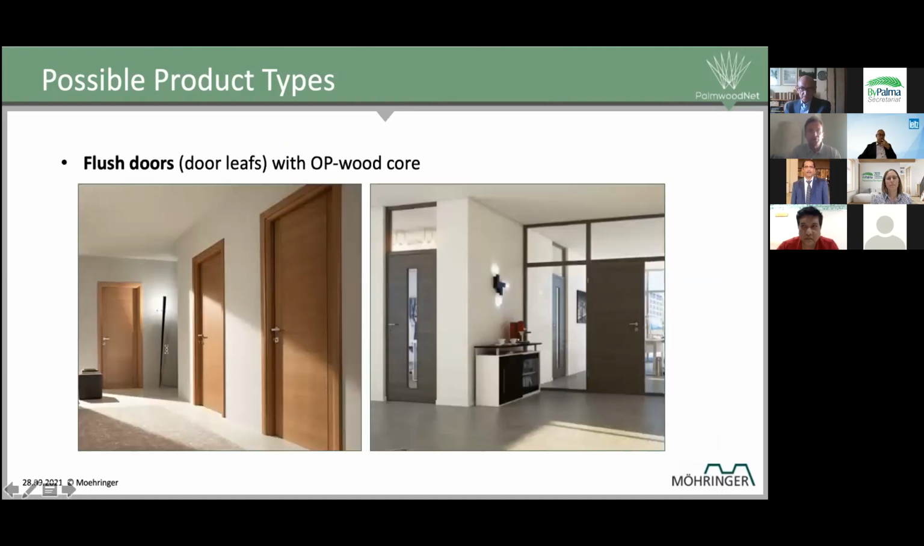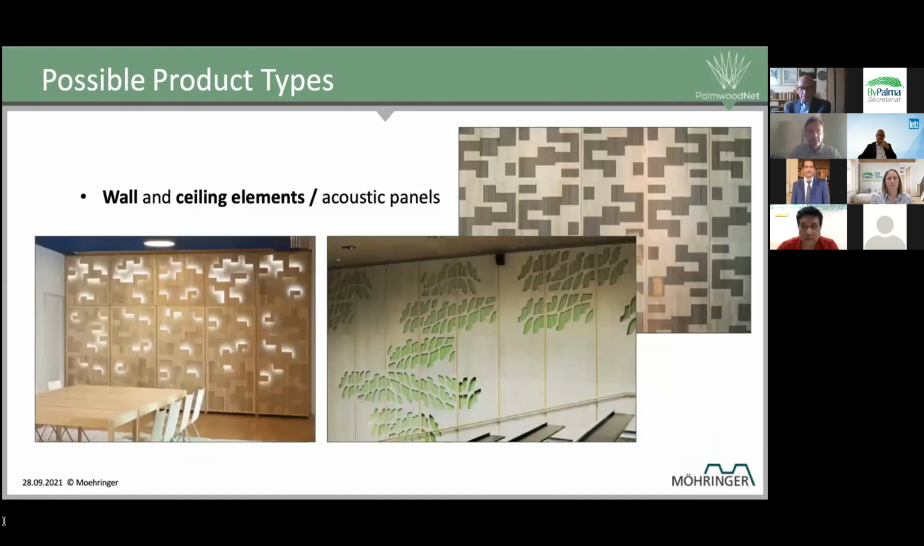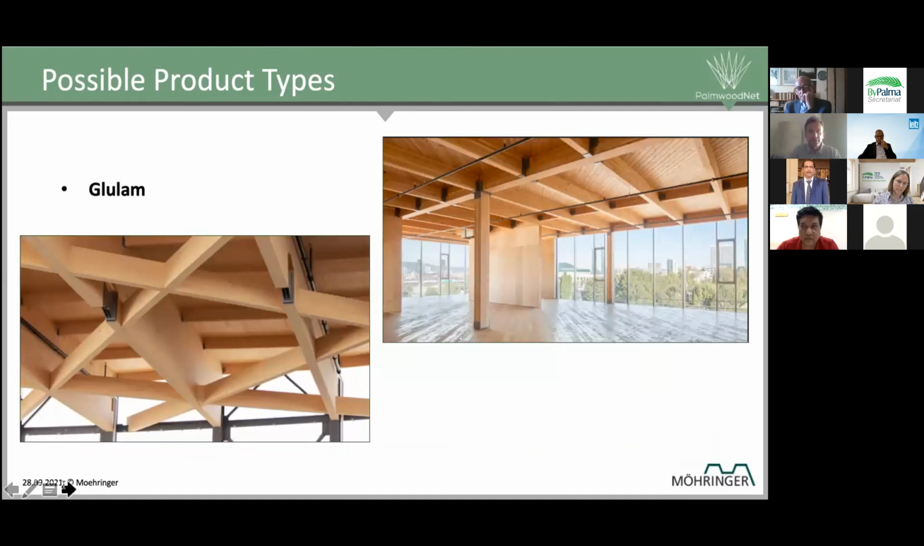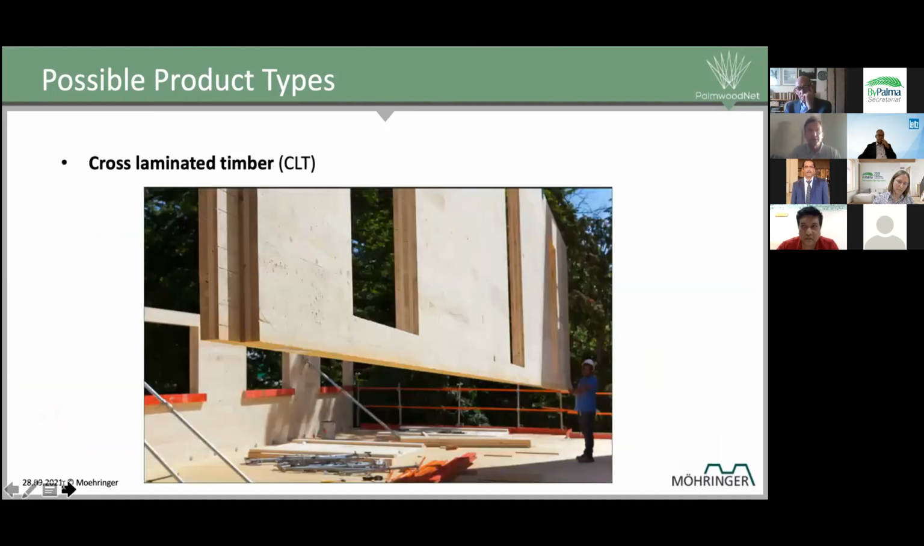So, for example, flush doors can be an interesting application. Also wall and ceiling elements, because it has very good acoustic characteristics. Glulam for the building industry, and up to the cross-laminated timber, which now has a strong growth worldwide as a building material to build complete walls, ceilings, and houses out of a massive timber wall, that you see here.